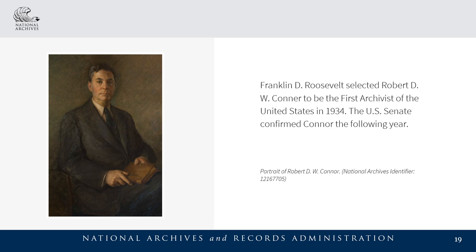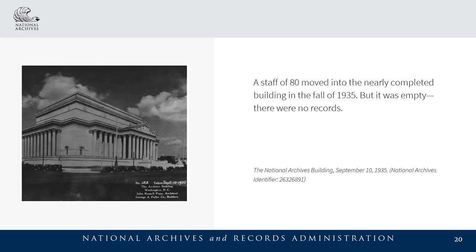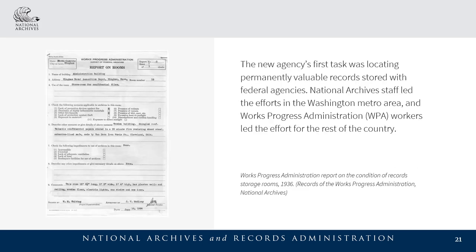Connor was a historian and a professor of history at the University of North Carolina, and he was involved in the founding and development of the North Carolina State Archives. Connor's first task was hiring staff, with about 80 employees moving into the nearly completed building in the fall of 1935. But the building was empty. There were no records. The new agency's first task was locating the records stored all over the city and the country. The National Archives staff surveyed federal records located in Washington, D.C., and the Works Progress Administration workers took on the massive task of surveying federal records in the rest of the country.